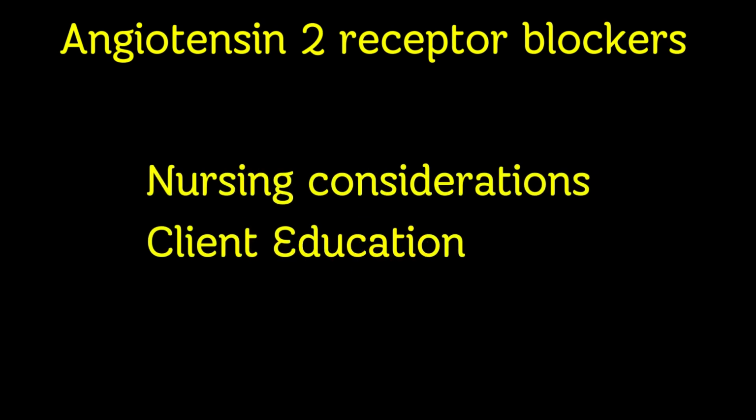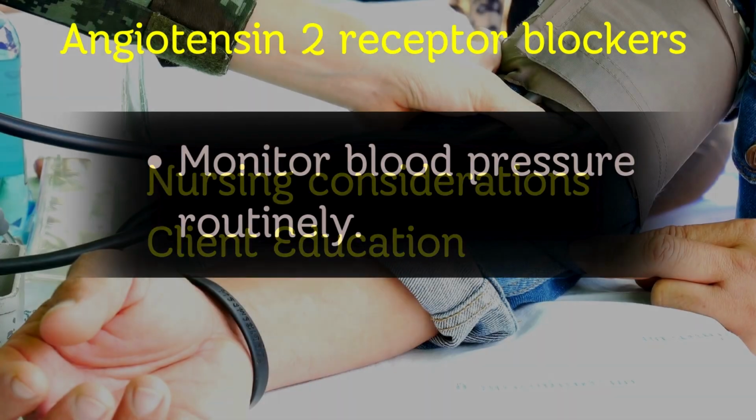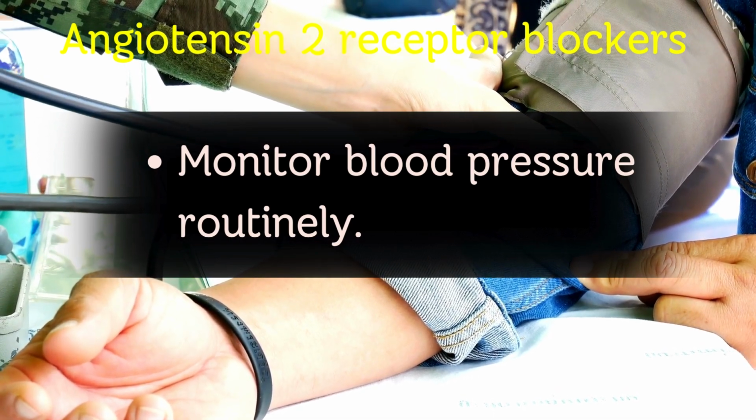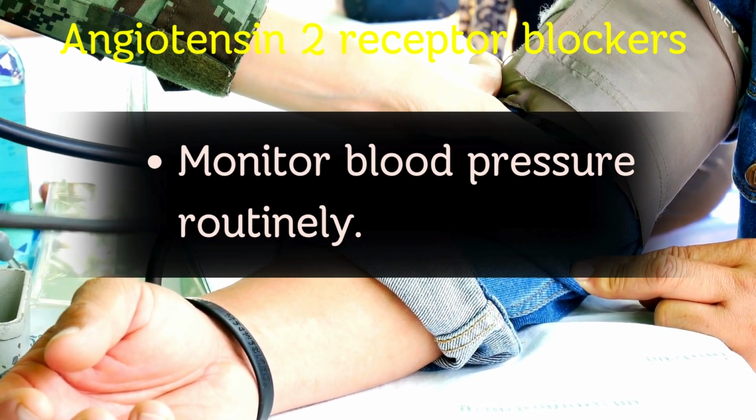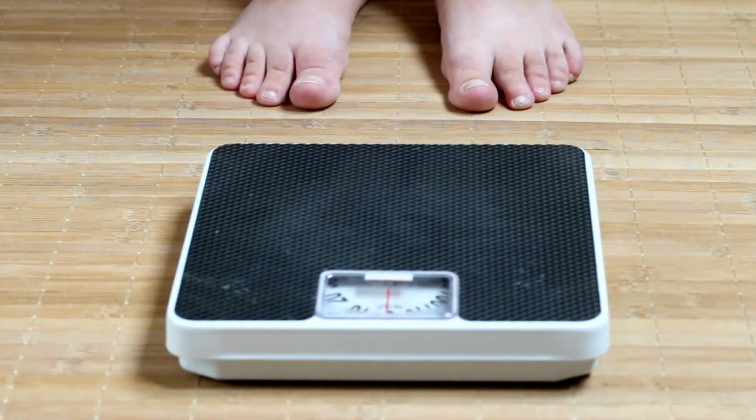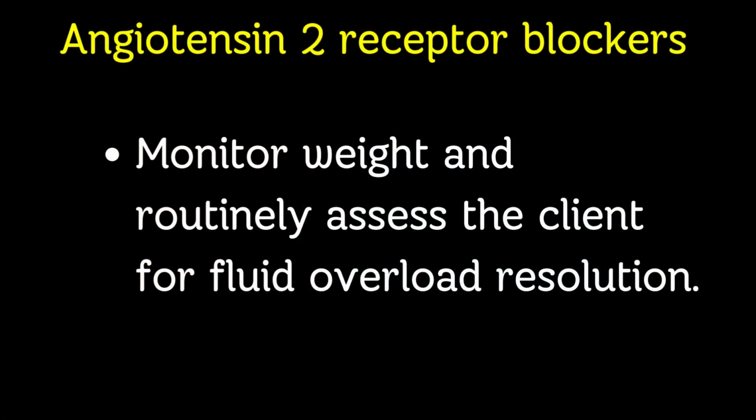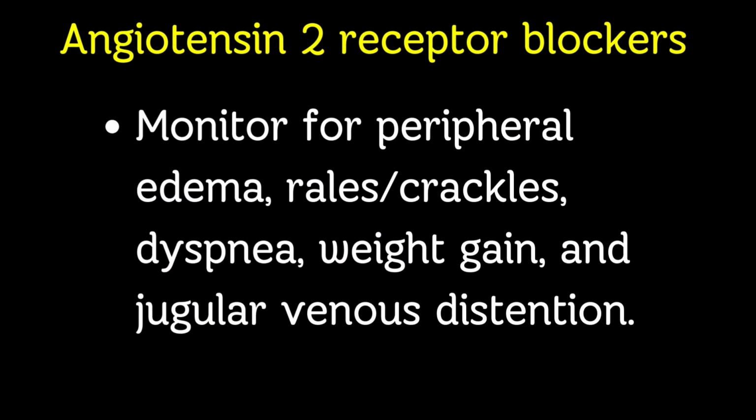Now, let's move on to nursing considerations and client education. Monitor blood pressure routinely, especially if the client is on a diuretic or other cardiac medications. When giving angiotensin receptor blockers for heart failure, monitor weight and routinely assess the client for fluid overload resolution. Also, assess for peripheral edema, rales/crackles, dyspnea, weight gain, and jugular venous distension.